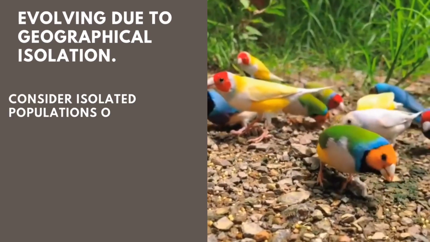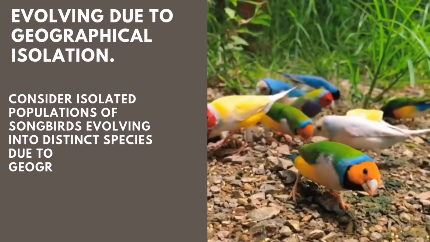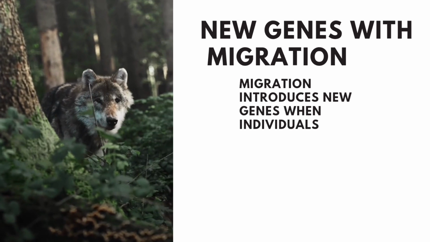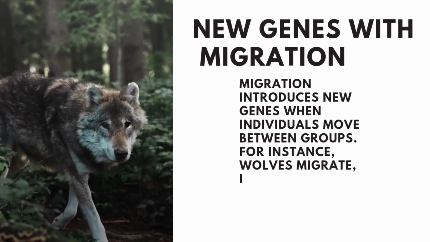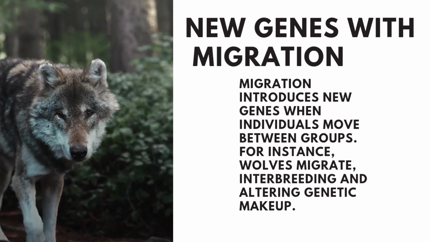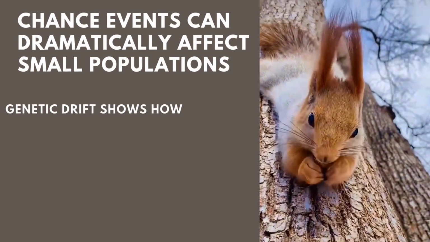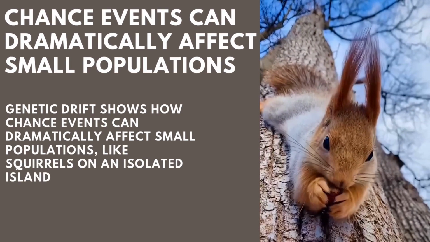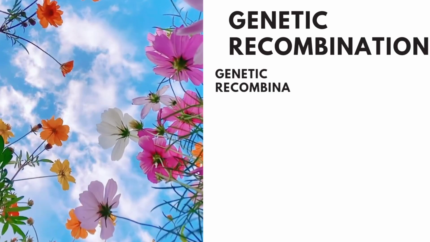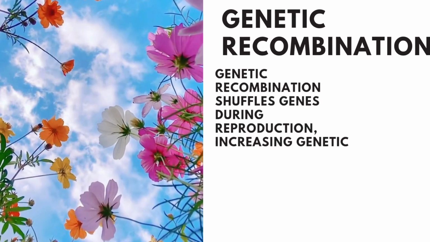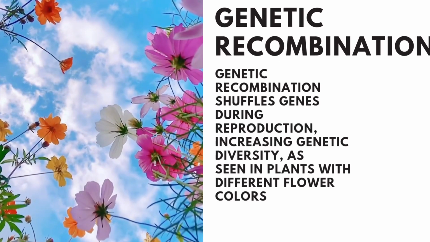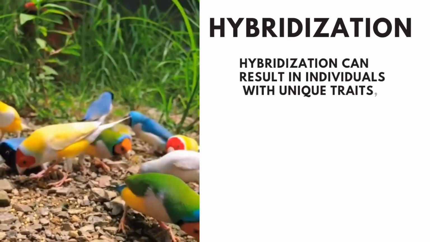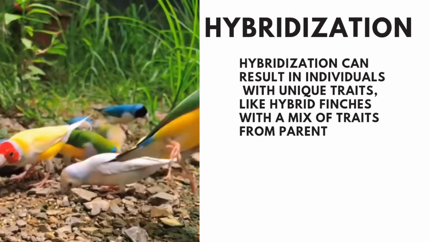Consider isolated populations of songbirds evolving into distinct species due to geographical isolation. Migration introduces new genes when individuals move between groups. For instance, wolves migrate, interbreeding and altering genetic makeup. Genetic drift shows how chance events can dramatically affect small populations, like squirrels on an isolated island. Genetic recombination shuffles genes during reproduction, increasing genetic diversity, as seen in plants with different flower colors. Hybridization can result in individuals with unique traits, like hybrid finches with a mix of traits from parent species.